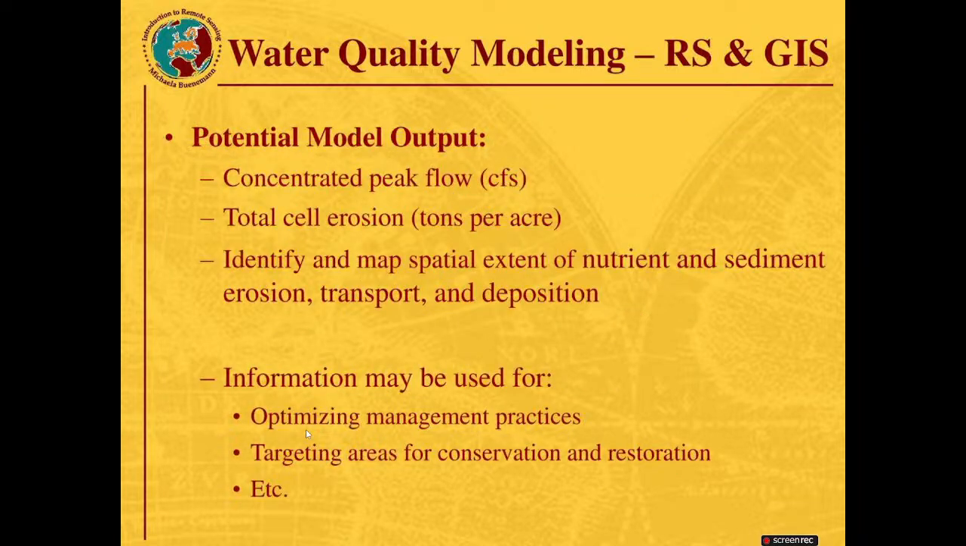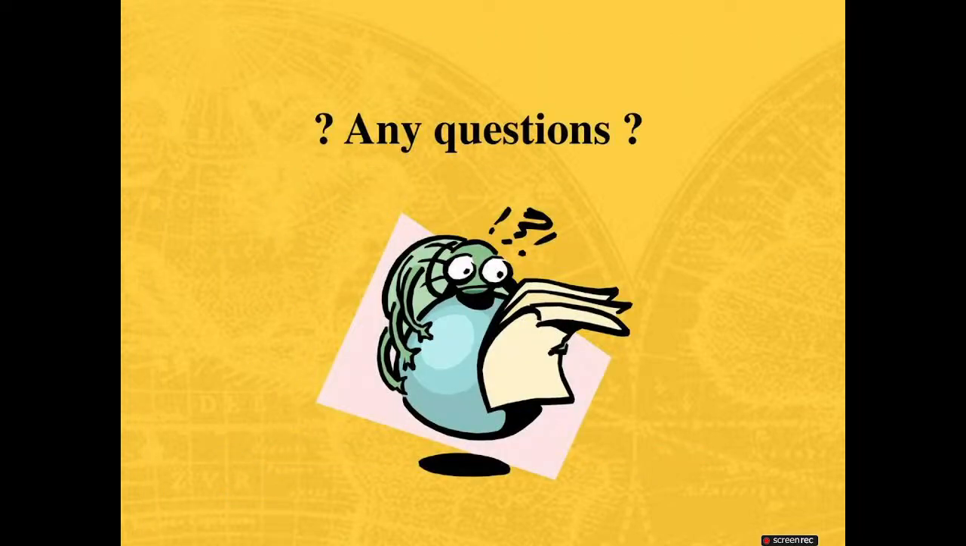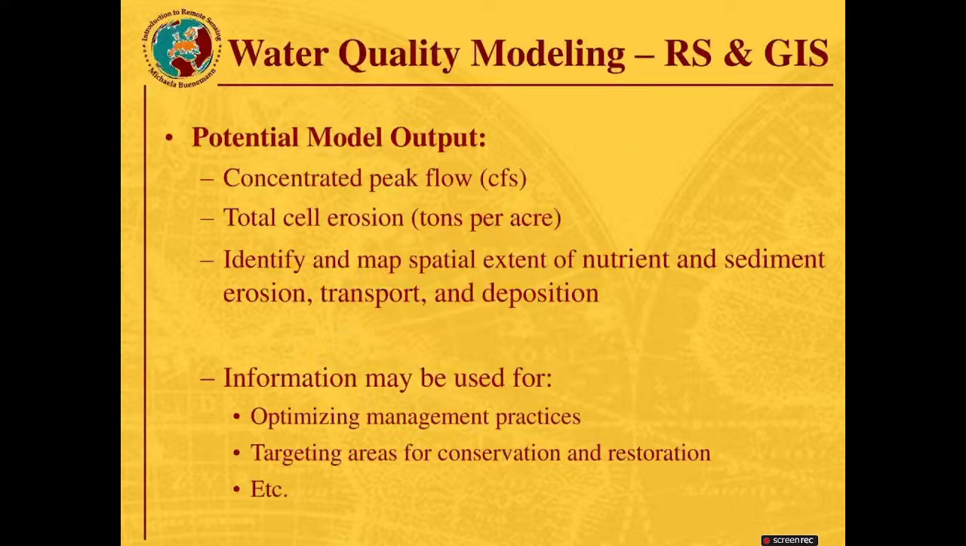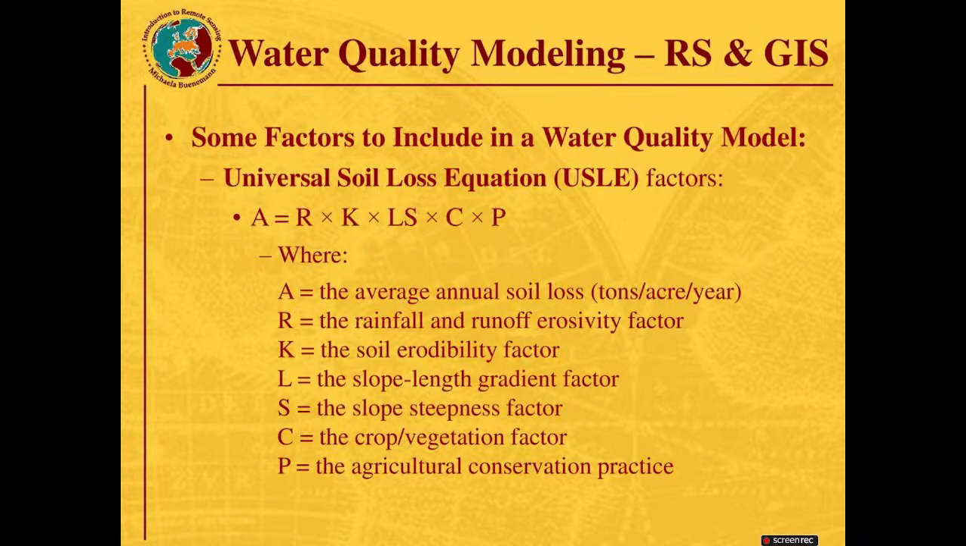Potential model outputs also include the concentration of the peak flow and total soil erosion, and identify and map the spatial extent of nutrient and sediment erosion. This information may be used for optimizing management practices. So this is the theoretical part, about how we can easily monitor chlorophyll as well as total suspended solids.